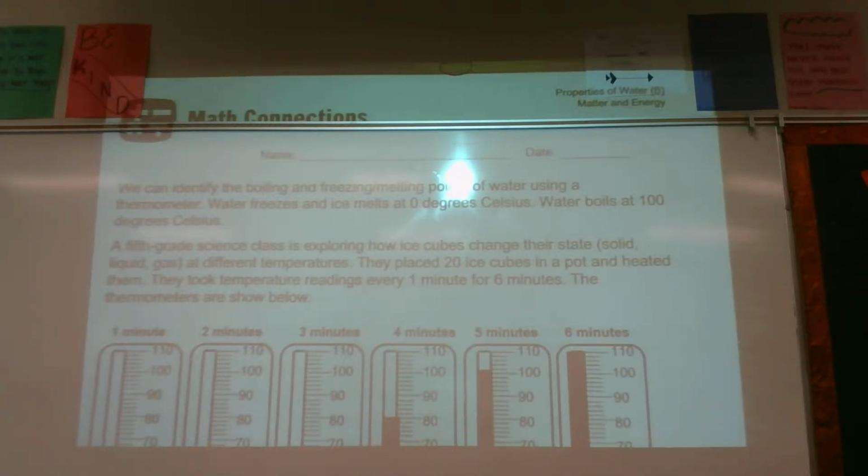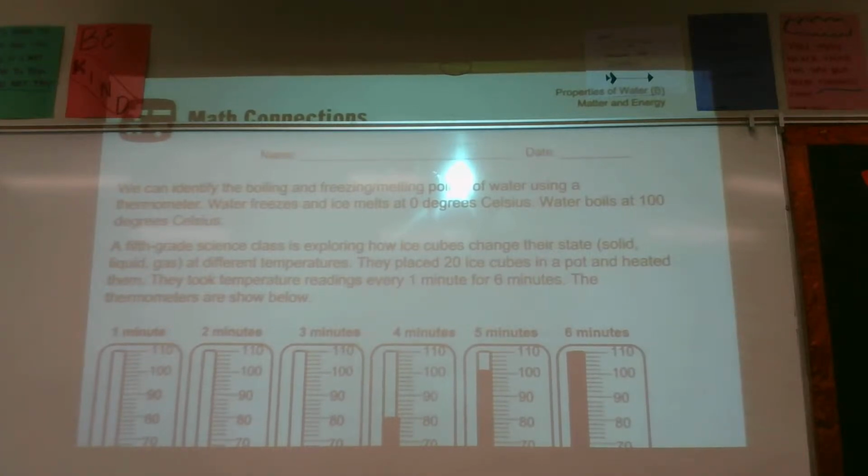A 5th grade science class is exploring how ice cubes change their state: solid, liquid, gas. Now, I know you've learned this material for 2 reasons. 1, I know Mr. W taught it. 2, my daughter in 1st grade, every time it rains, tells me, that's water in liquid form, and she gets all excited. And then she'll put a cup of water in the freezer and say, hey, that's water in solid form. So as long as you're smarter than a 1st grader, you should understand this.